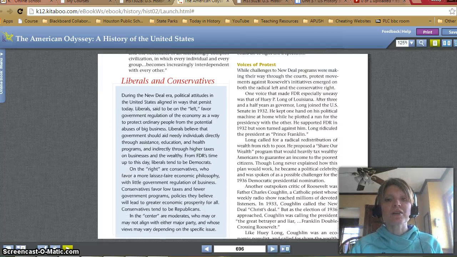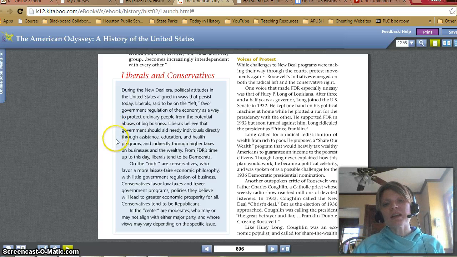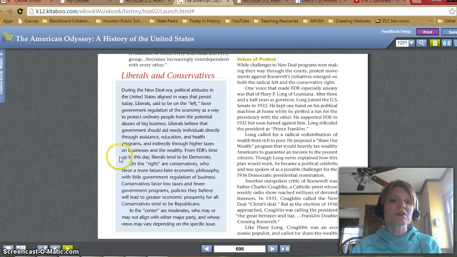Let's read this excerpt here on the side. Liberals and conservatives. During the New Deal era, political attitudes in the United States aligned in ways that persist today. Liberals, said to be on the left, favor government regulation of the economy as a way to protect ordinary people from the potential abuses of big business. Liberals believe that government should aid needy individuals directly through assistance, education, and health programs, and indirectly through higher taxes on business and the wealthy.